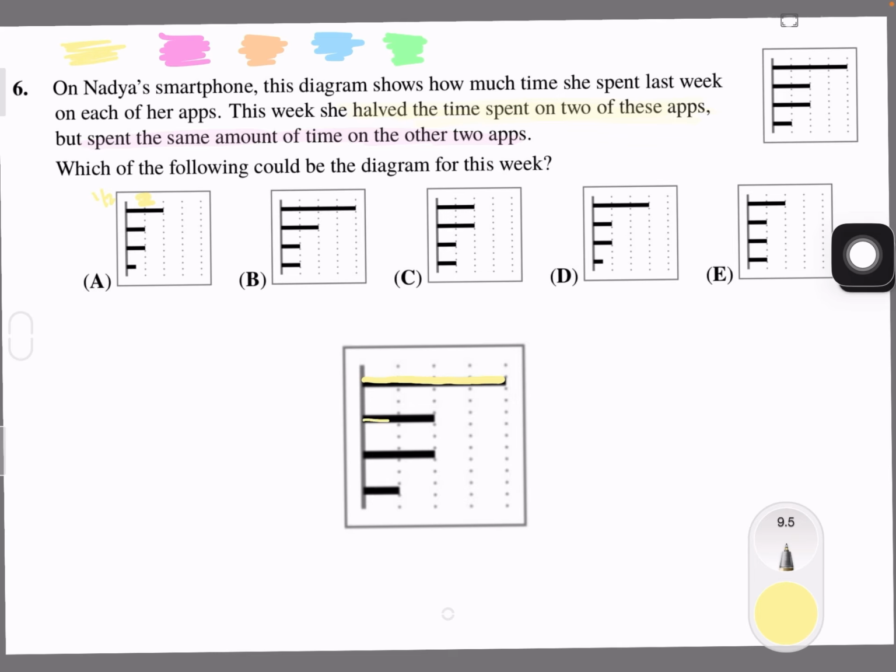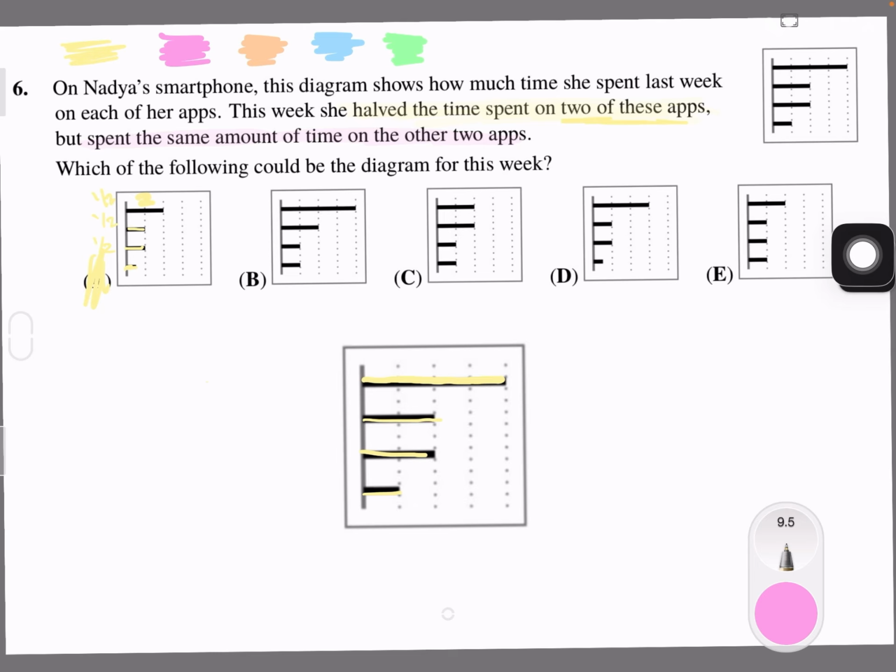The second one goes to 2, and this only goes to 1. So this is something else that she's halved. The third one goes to 2, and it also goes to 1. So she also halved this one, and then this one has stayed the same. But the problem's telling us she only halved 2 of these apps, and in A, she's halved 3 of them. So A cannot be the answer.